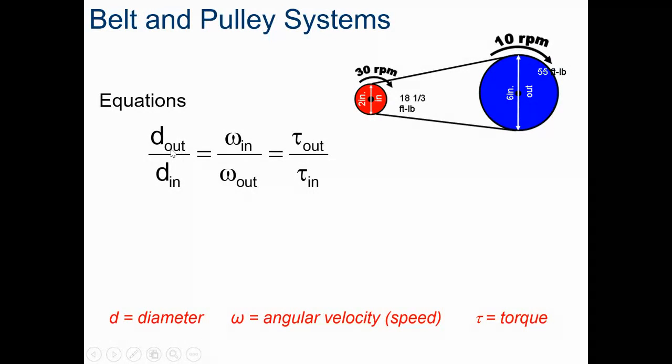So we're going to look at what is the diameter of the output. Well, the diameter they're telling us this pulley is a 6-inch diameter. This one is a 2-inch diameter. So if we look at the ratio between the diameters, we're going to get 6/2.